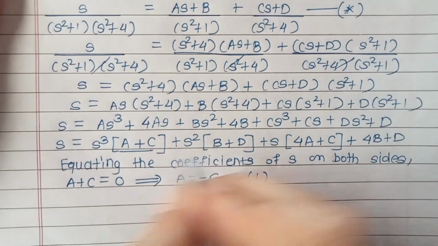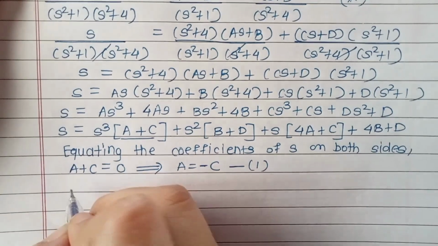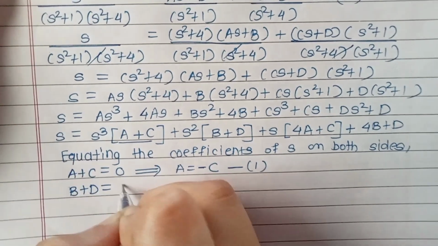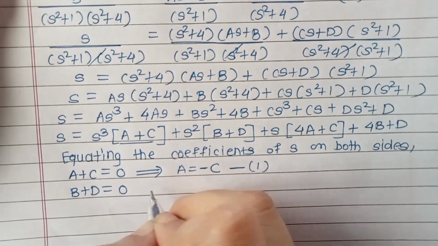Okay, now next, here in the LHS part, is there s square? No. So here b plus d is equal to 0 as there is no s square term present at the LHS part.